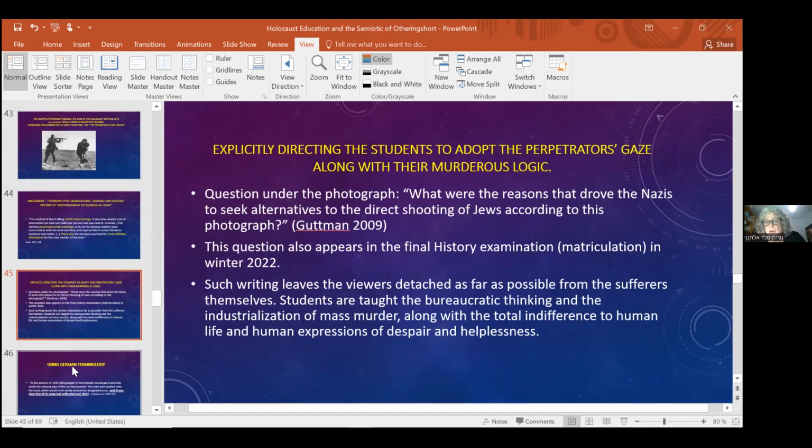Students are taught the bureaucratic thinking and industrialization of mass murder, along with the total indifference to human life and human expression of despair and helplessness. As if the text tells them, don't look at the woman, don't look at the baby. Look at the logic, at Nazi logic.